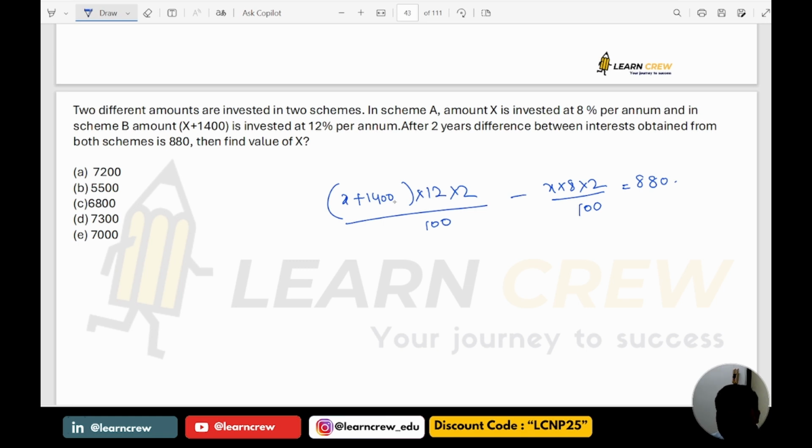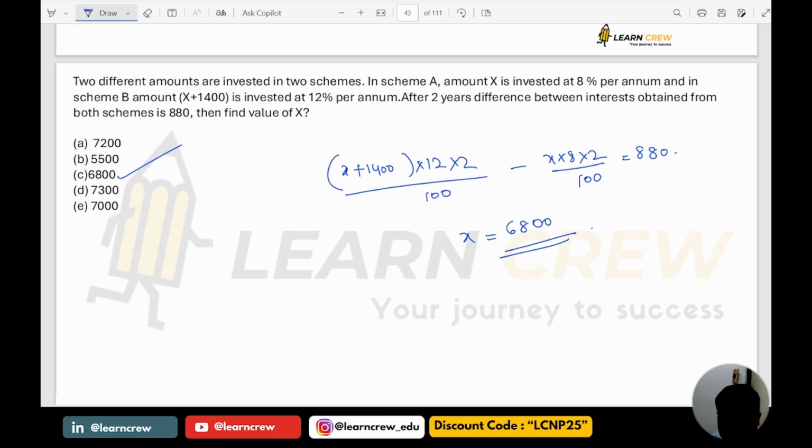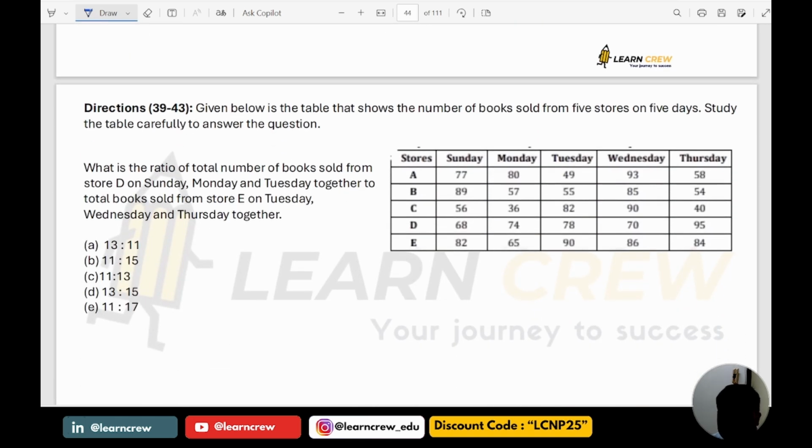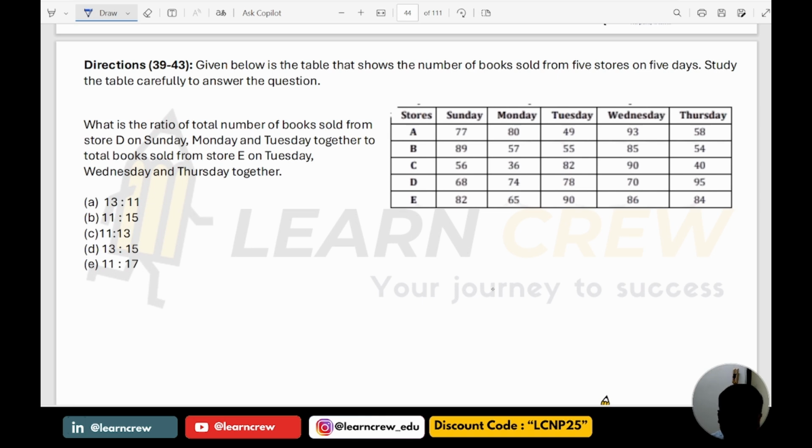Now 24 into 1400. So what am I going to get here? I am going to get x as how much? 88,000 minus 24 into 14. So I am going to get x as 6,800 after simplification.